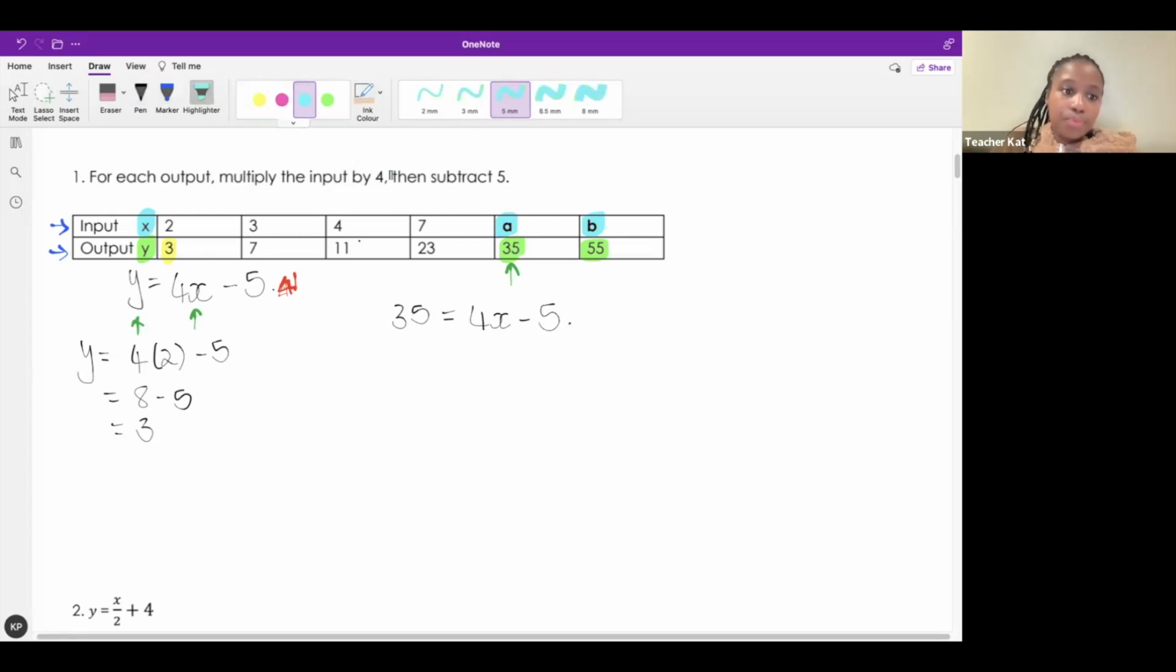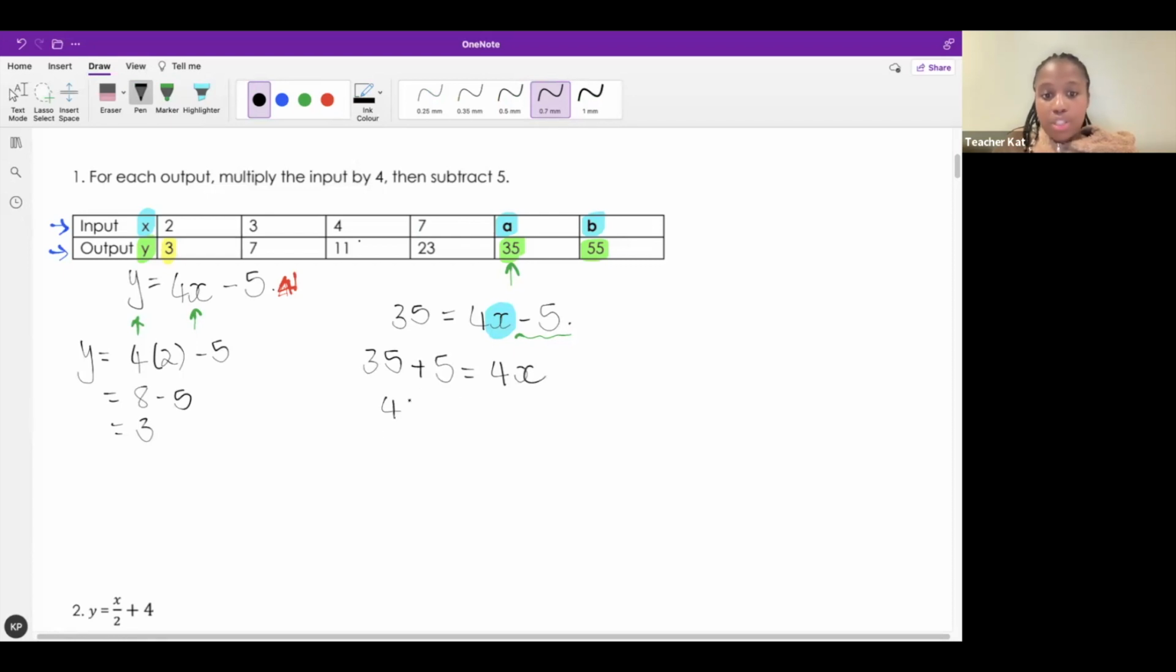Now, we want this x over here. How will I get this x on its own? Let's start with this 5. I have a subtract 5 over here. How will I get rid of this minus 5 over here? Bring it over, and once I bring it over, what happens? 35. Nice, Seth. It becomes plus 5. So then we have 40 on the left-hand side equals 4x. We have successfully gotten rid of that 5.